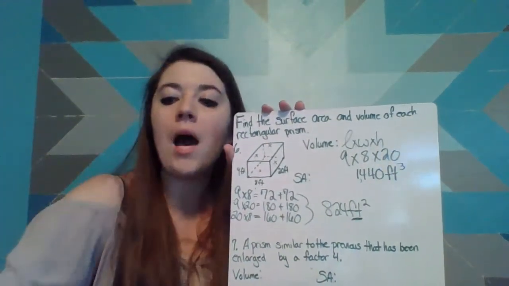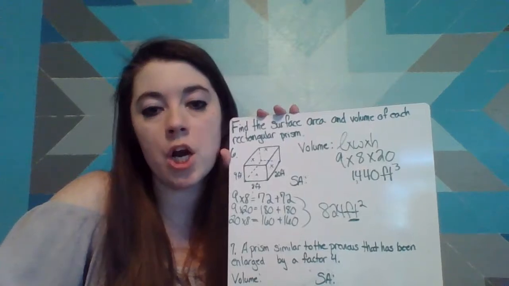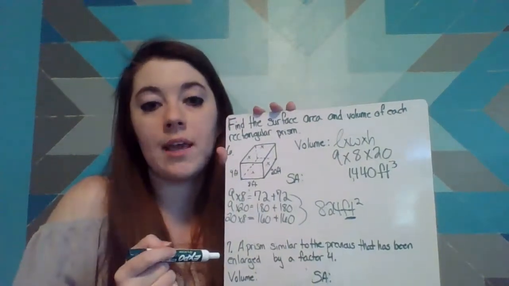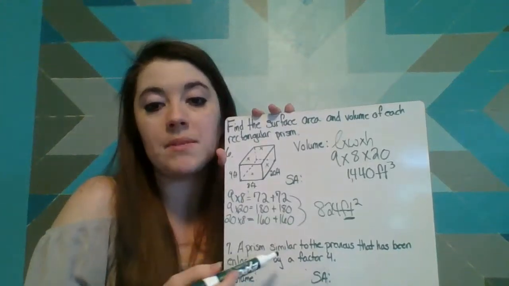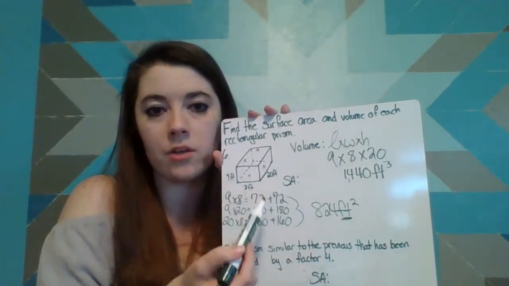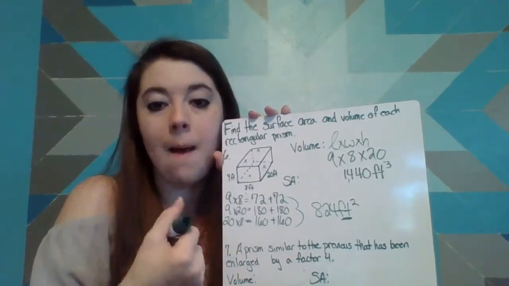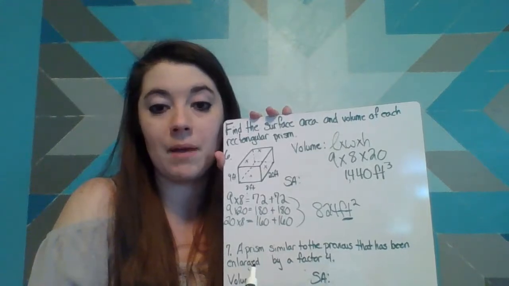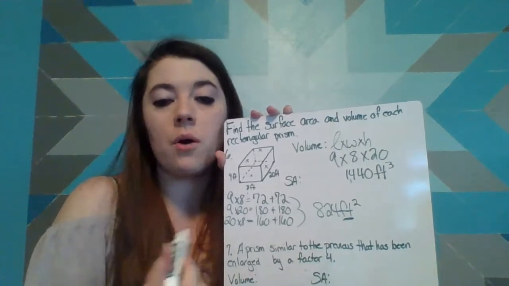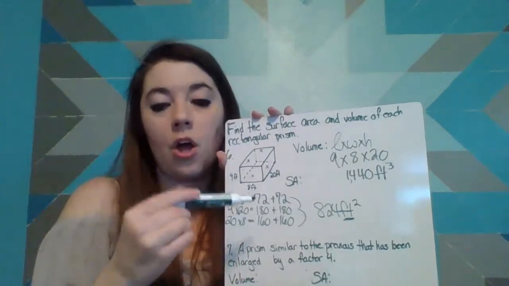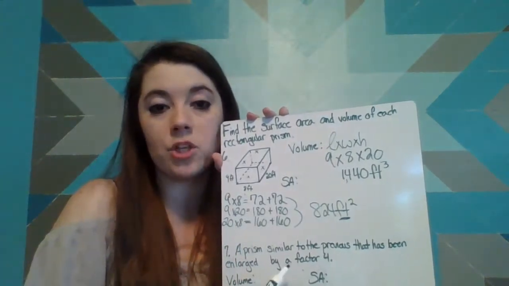All right, now how this is working is you have a picture for the first problem. The second problem, you're given a description. So a prism similar to the previous, so it looks just like this. It's similar, meaning all the angles are the same, but the sides are different by a certain scale factor, that has been enlarged, so that means it's getting bigger, by a factor of 4. So in each of these, it's going to be some prism that's similar, and it's either going to be enlarged or reduced by a certain factor.